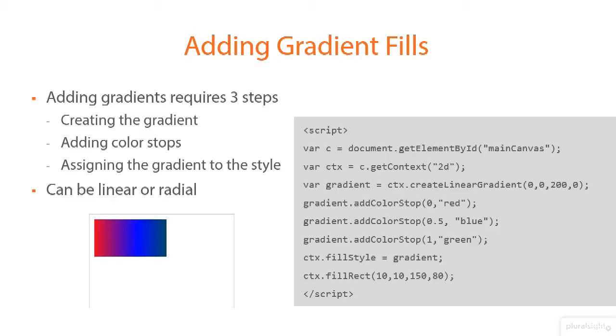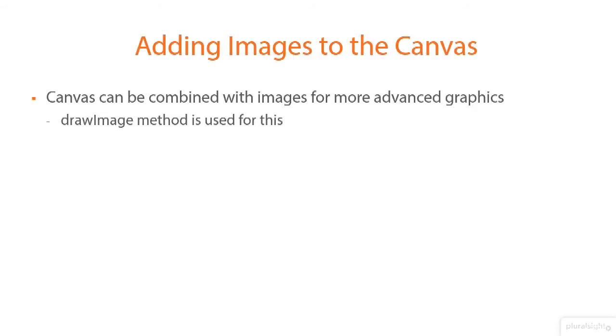The canvas isn't limited to working with items we create on the fly, such as rectangles or arcs. We can also load images into the canvas to create more advanced graphics with the canvas. Drawing an image is done using the draw image method on the canvas, which accepts the image we want on the canvas and the position in this first overload of the method we see here on the slide.